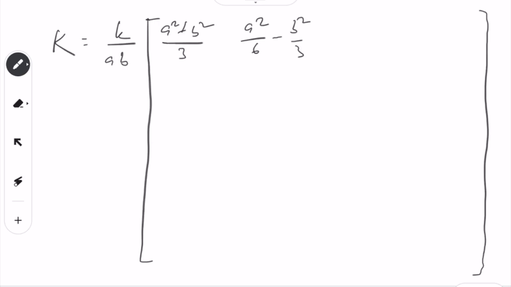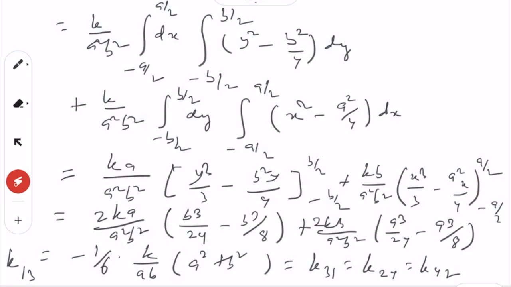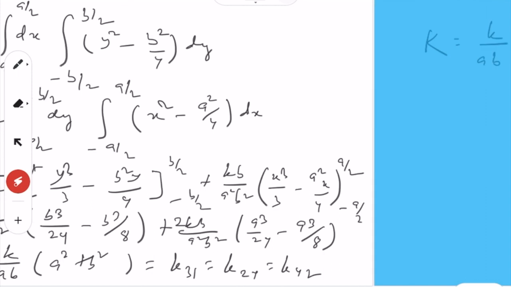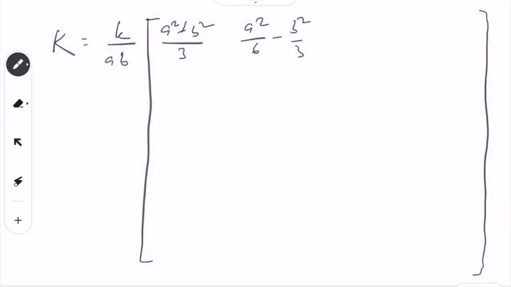Okay, third one, this is k13. K11, k12, k13 we found out just now. So we have here k times minus (a square plus b square) over 6ab, so minus (a square plus b square) over 6. Okay, so 6 ab is here.